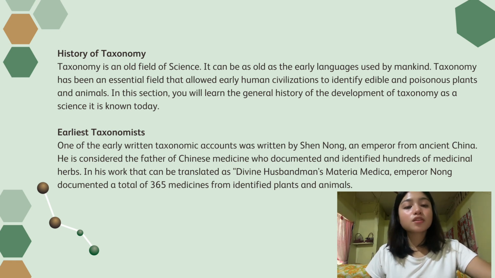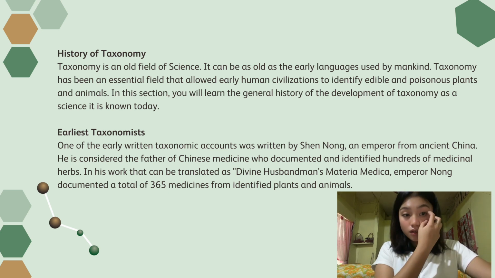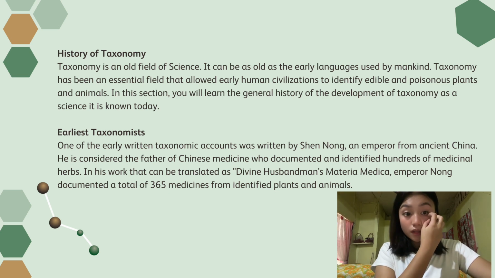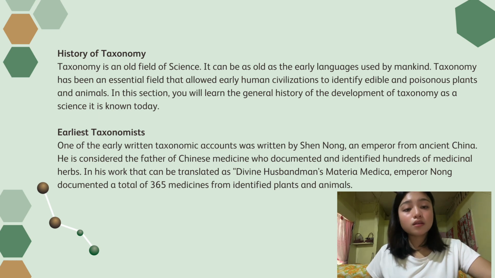So, sa history of taxonomy, siya, mao daw ni ang pinaka-maas nga field of science. And as the earliest languages used by humans. So, sa karaang panahon, wala pa scientific methods. Pero ang mga tao, naka-classified na og mga tanom og mga animals based sa ilang gamit. Kung kini edible ba, like makaon, o poisonous, like makahilo. So, this help early civilization nga makasurvive and develop knowledge about nature.